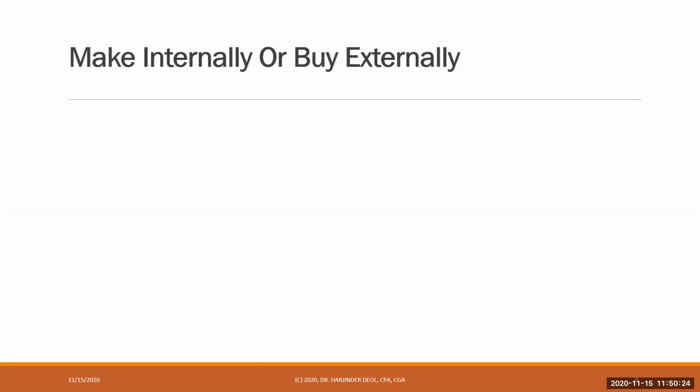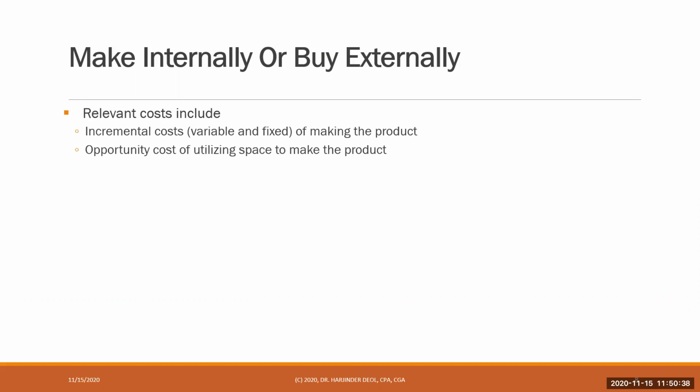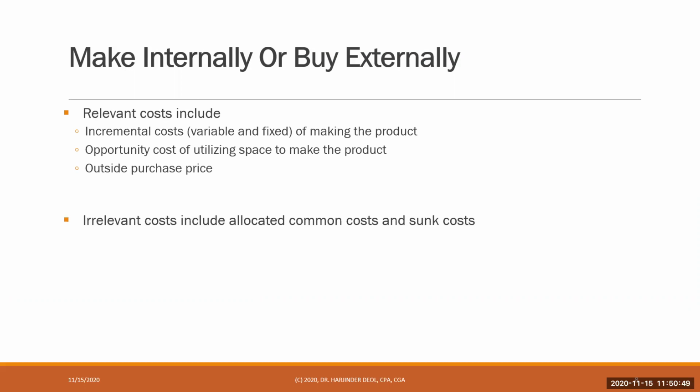The second kind of decision is to make in-house or buy externally. The relevant costs for this kind of a decision include the incremental costs of making the product, the opportunity cost of utilizing space to make the product, and the purchase price from the external vendor. Irrelevant costs here would include any kind of allocated common costs and sunk costs. And when we mention the incremental costs, these should be incremental costs pertaining to the decision, right? So these are costs that will change between the two decisions. Any kind of costs that remain constant are essentially irrelevant.